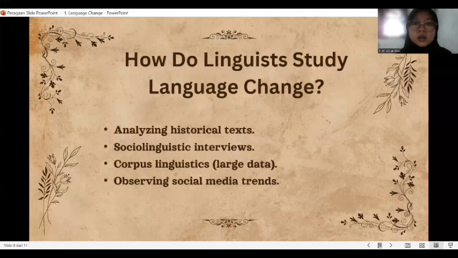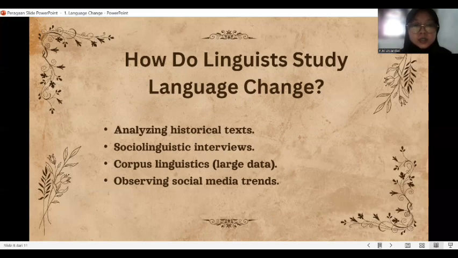How do linguists study language change? The first is by analyzing historical texts. Linguists use various tools and data to understand how language evolves. Like comparing old text with modern usage.